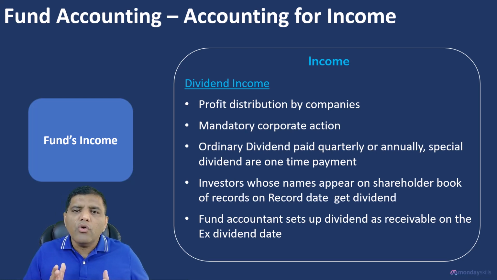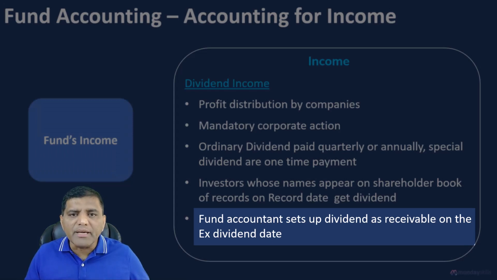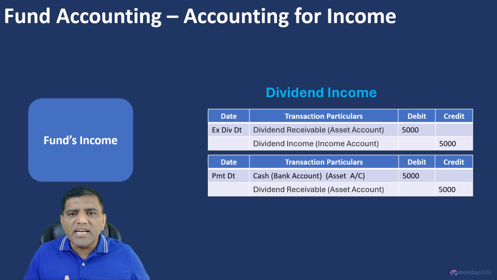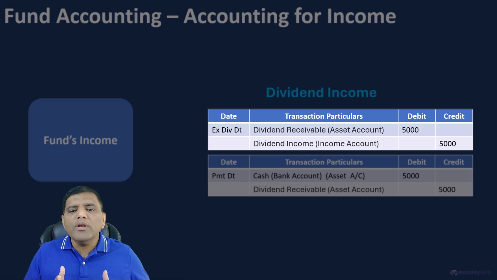If your fund holds a security in a company that has declared dividend, then on the ex-dividend date, as a fund accountant, you need to set up the dividend income in the accounting system and post the accounting entries for the dividend receivable. The journal entries would be as follows. On the ex-dividend date, you will debit the dividend receivable account, which is an asset account, by the amount of the dividend. You will then credit the dividend income account with the same amount. The dividend income account is an income account, and this account will be credited with the amount of dividend.